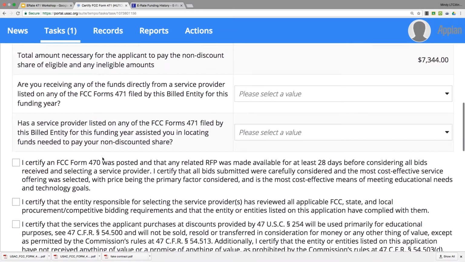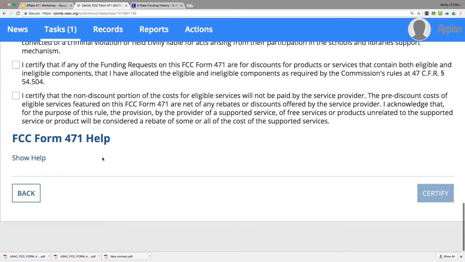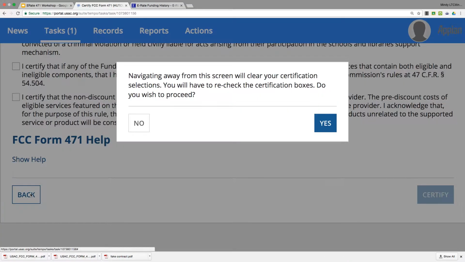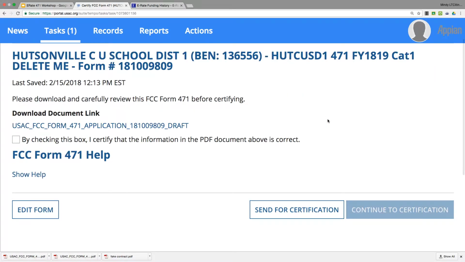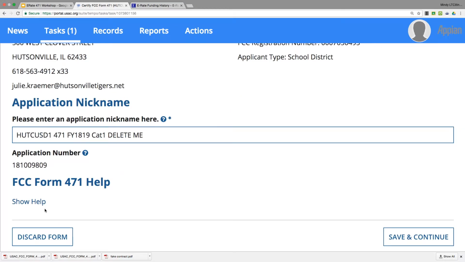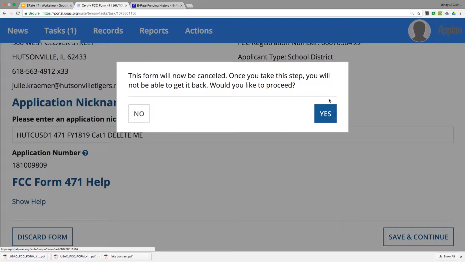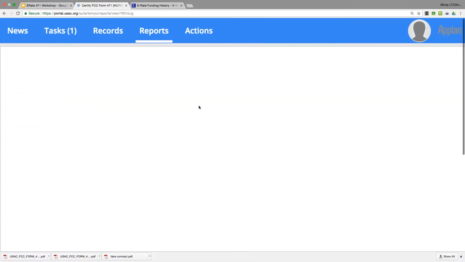So here I'm on the certification page, and I go, nope, this isn't the one I want. I'm going to go back, and it says, are you sure? And yes, I am. And then I'm going to edit my form. And in this case, I'm going to click discard form. Now, if you have several 470s in the system, if you get a page that has something on it and it doesn't say discard form, back and discard form will take you there, and that will discard your forms.